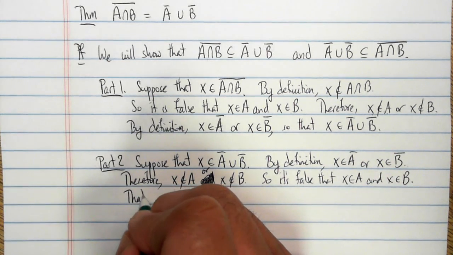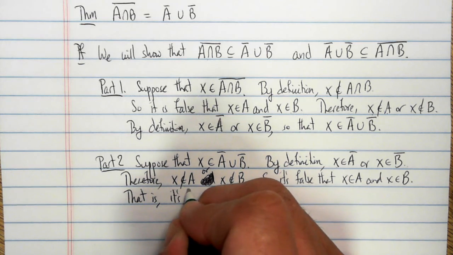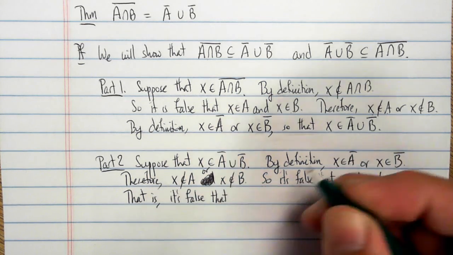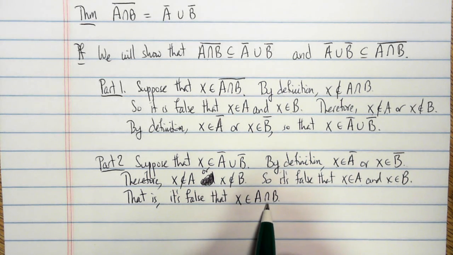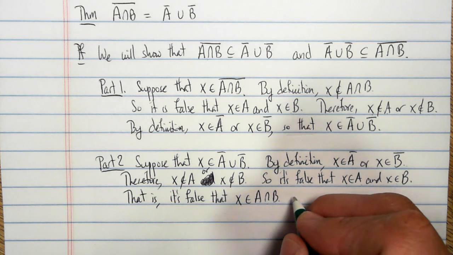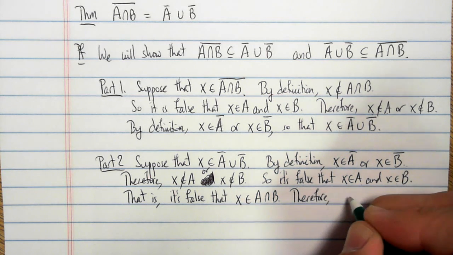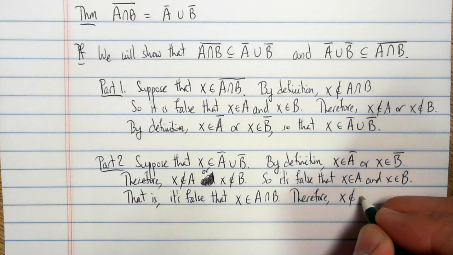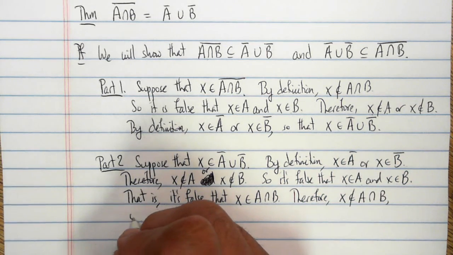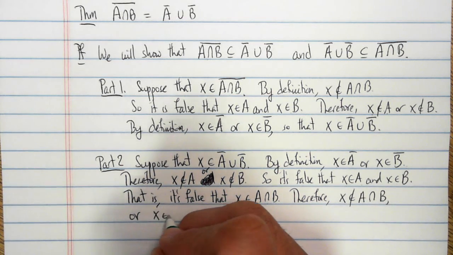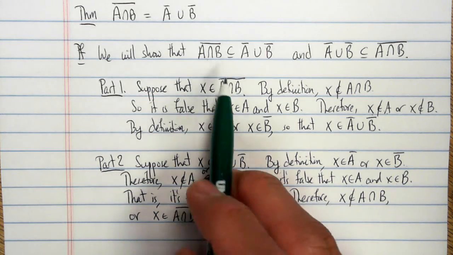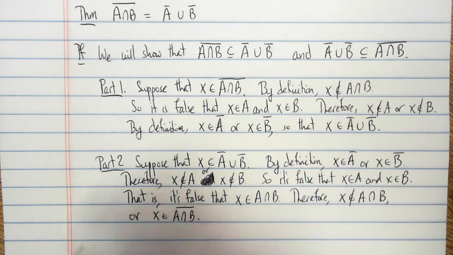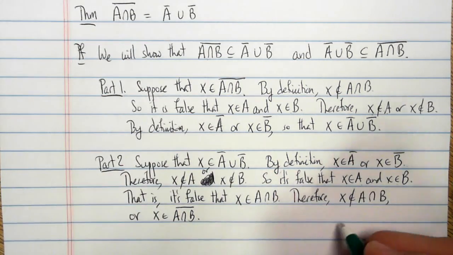That is, it's false that x is in the intersection of A and B. So if x is in A and x is in B, that's the same thing as saying x is in A intersect B, and that's false. Therefore, x is not an element of A intersect B, so x is an element of the complement of A intersect B. Okay, so we've established that the left is a subset of the right, and the right is a subset of the left, and so therefore the two sets are equal. And so that's the end of the proof.